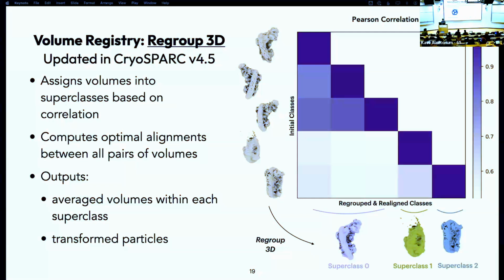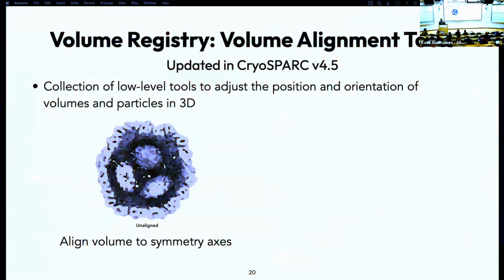OK, great. The last job that I'll touch on, pretty quickly, is just volume alignment tools. It's a utility job in CryoSPARC, and we saw it earlier today as well. It comprises some low-level tools to adjust the position and orientation of volumes, masks, and particles in 3D. And we're going to use this a lot today. The main 2 operations that this job can perform are, first, aligning a volume to a symmetry axis.